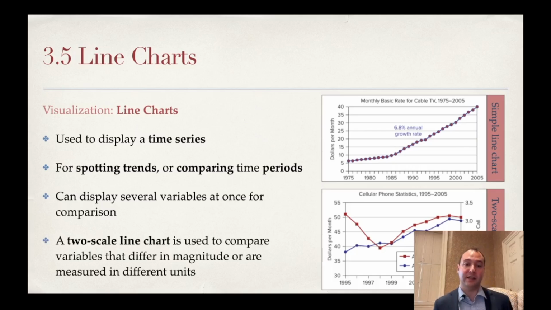A 2-scale line chart is used if we have different magnitudes. What we're measuring is different between each line. So for example, we have the minutes per call and the dollars per month. We have 2 different scales, and we have 2 lines. Each one is related to a different scale. So the average call length is using minutes per call. The average monthly bill is using dollars per month. We can still compare these even though they're using different scales.